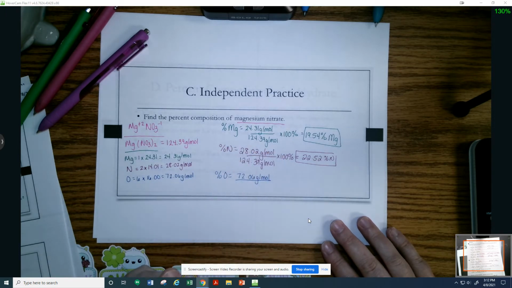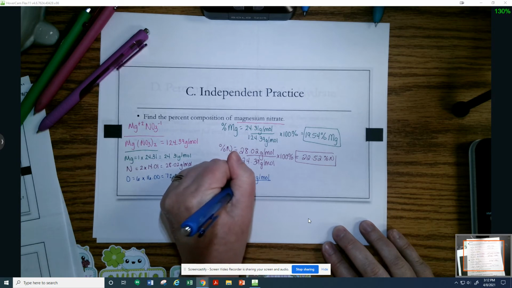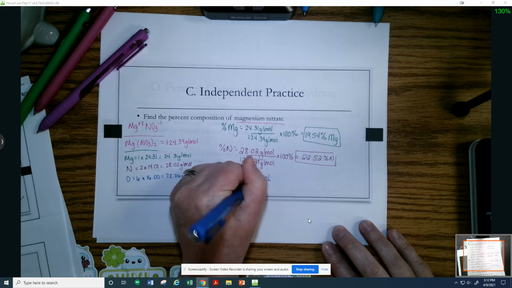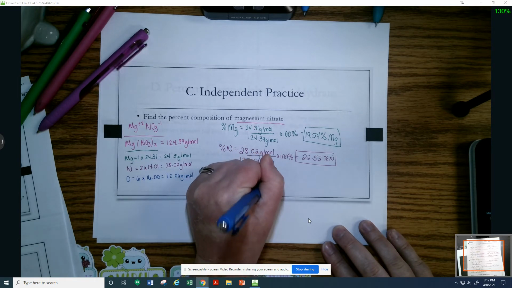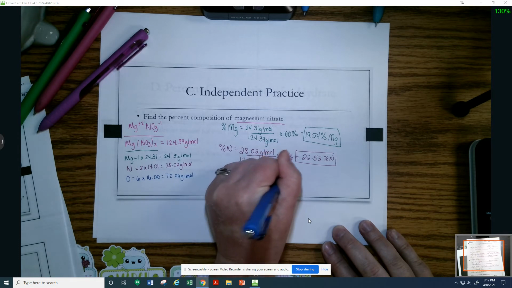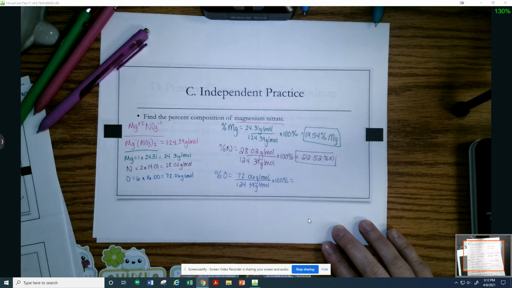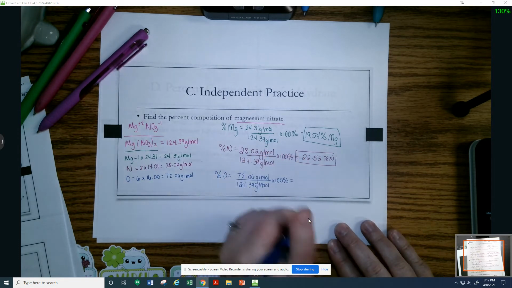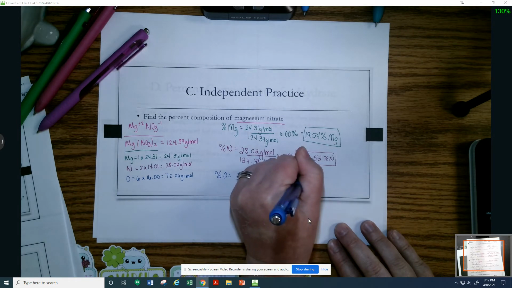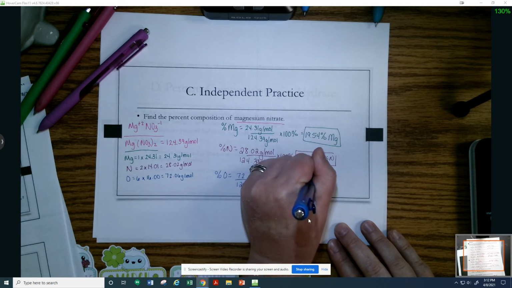So we can see that this compound is very rich in oxygen. Times 100%. So we get an answer of 57.93, which should make sense because it eats up so much of the molar mass.